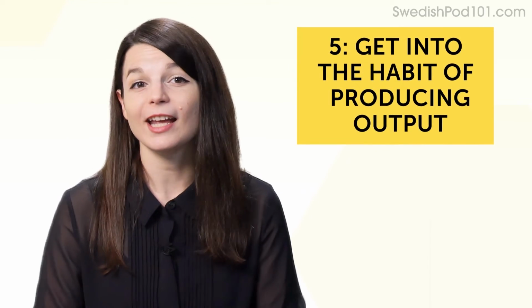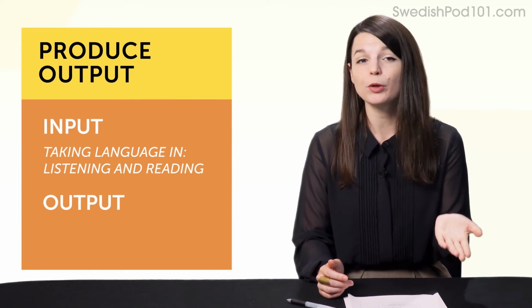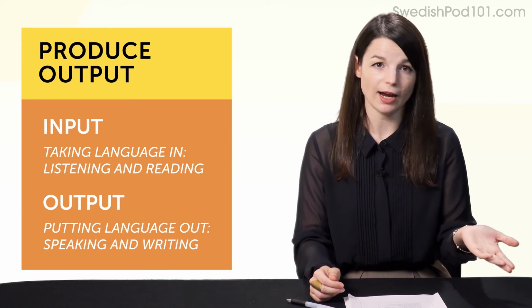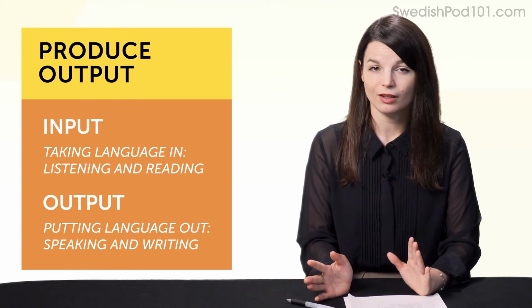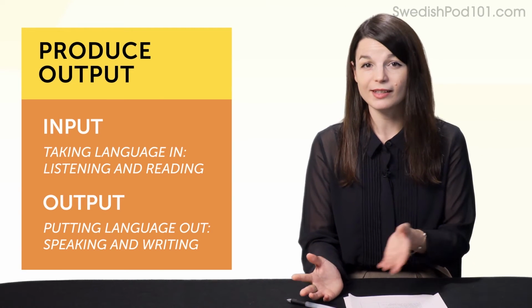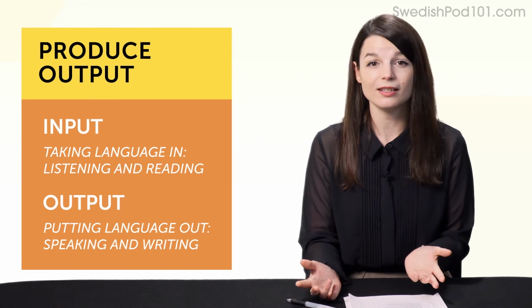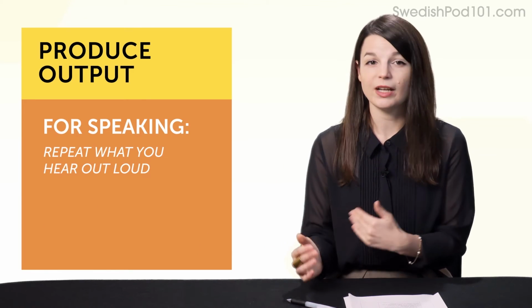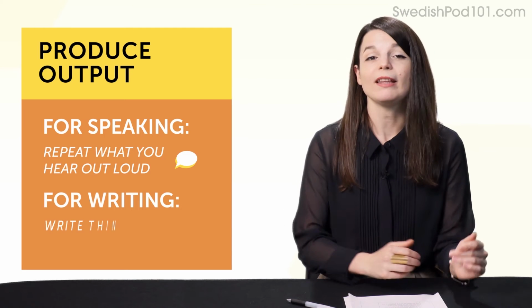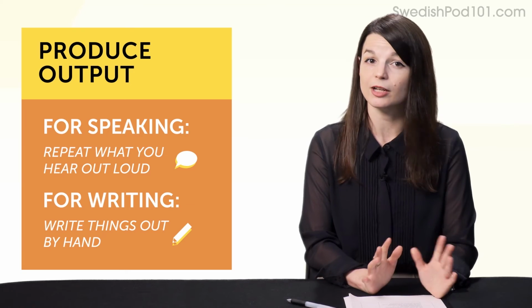Habit number 5, get into the habit of producing output. So input is taking language in, listening and reading, and output is putting language out, so speaking and writing. The point here is it's easy to just sit and listen and watch YouTube videos. You can listen to lessons all day long, but listening helps with listening. It won't get you speaking the language. So the easiest ways to produce output are, for speaking, repeat what you hear out loud. That's called shadowing. And for writing, write things out by hand. You can copy out our lesson dialogues or just copy the sentences out of a textbook.